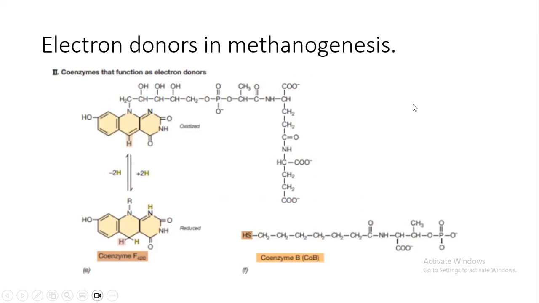Then the second category of coenzymes are those that act as electron donors in the methanogenesis process. There are two types of electron donors. First is coenzyme F420, and it can switch from oxidized to reduced form by accepting protons and electrons. In this way, it switches from oxidized to reduced state during the methanogenesis process. The second type is coenzyme B, which also contains an SH group, and the SH groups can donate the hydrogen, and in the process they get oxidized during the reduction process.